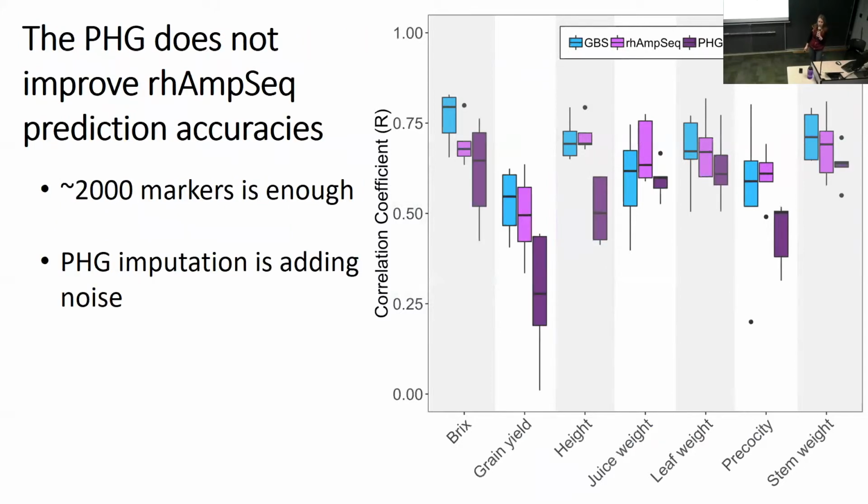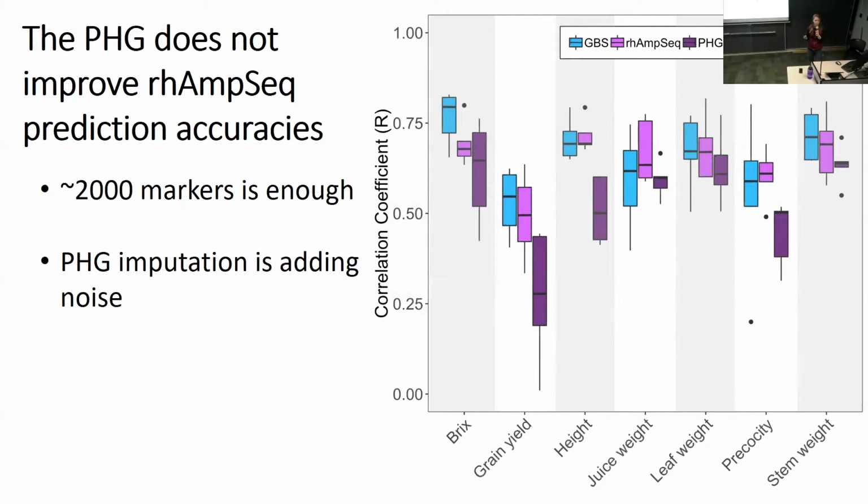And that doesn't look so good, because you can see we're not improving our prediction accuracy, we're actually decreasing it. And so that tells us two things. The first is that in Gael's program, the 2,000 markers that we're capturing with Rampseek is enough to do effective genomic selection. And the second thing is it's telling us that with this technology right now, the practical haplotype graph is probably just adding random noise.